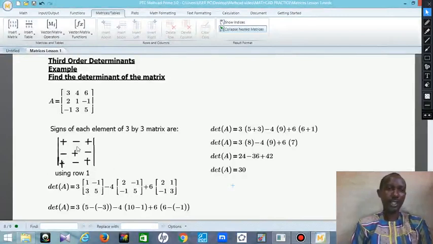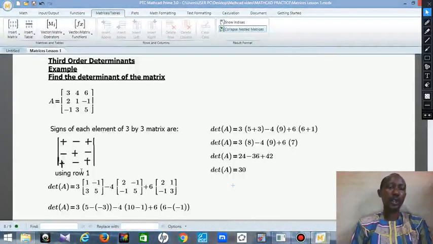And then we say for 3 by 3 you need to bring out the signs first. So each element has a sign, starting from the first one, which is plus, minus, plus. You can see it here, plus, minus, plus. Then the next row is minus, plus, minus. You can see it. Then plus, minus, plus.